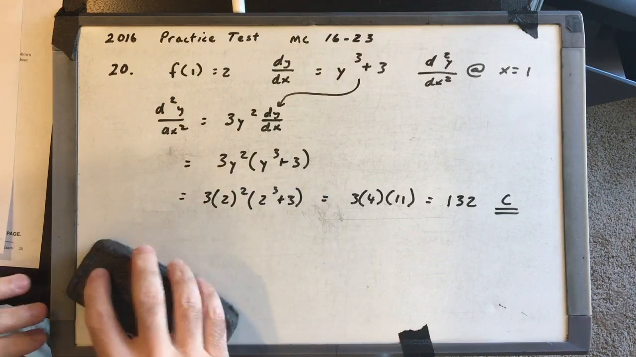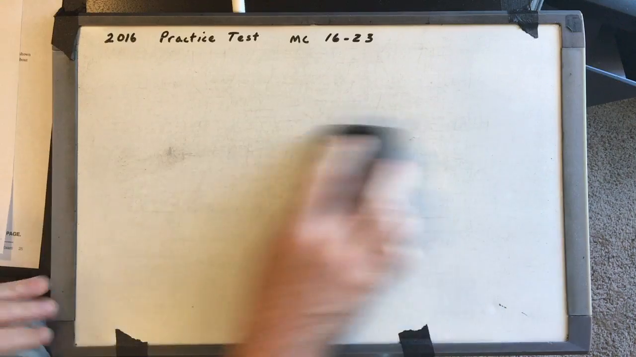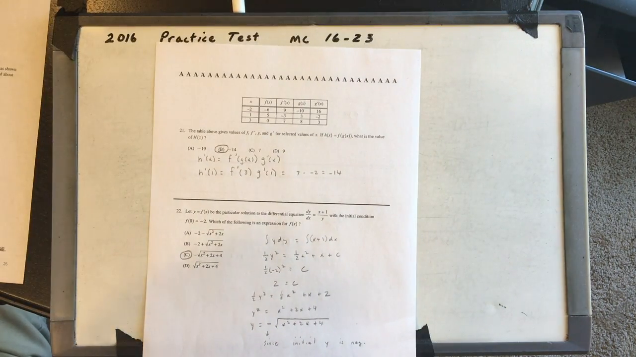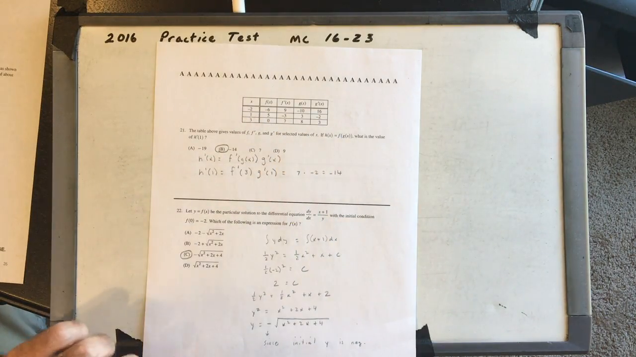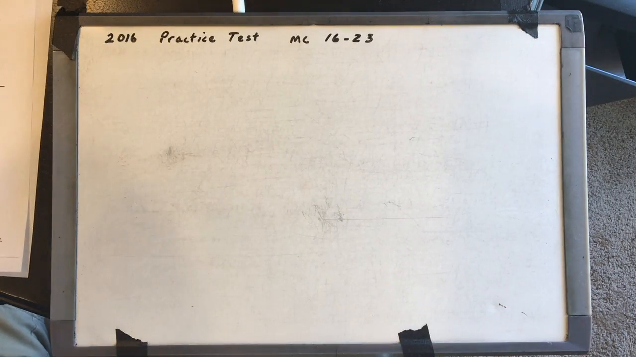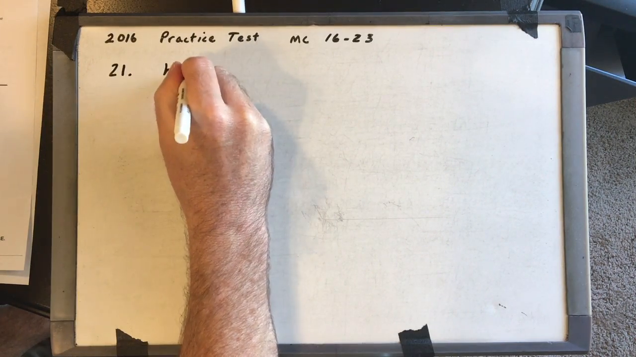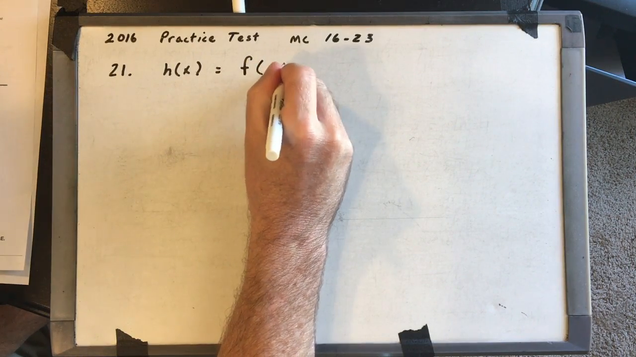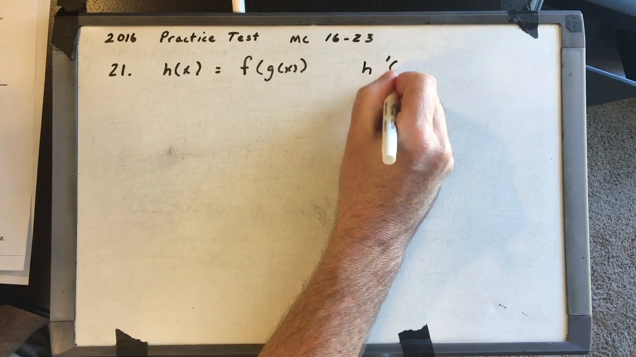Now, 21 refers to a table that I would rather not rewrite, so if you'll just follow along. It's the table on this page. You've got values for f of x, f prime of x, g prime of x. And it says h of x is equal to f of g of x. What is h prime of 1?